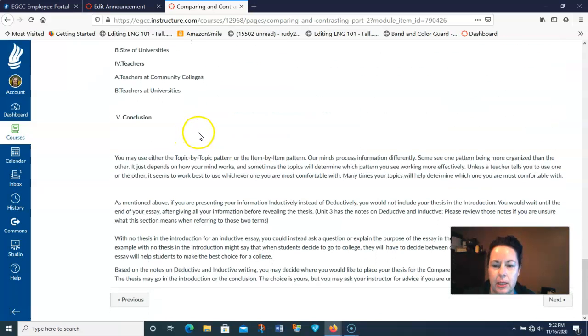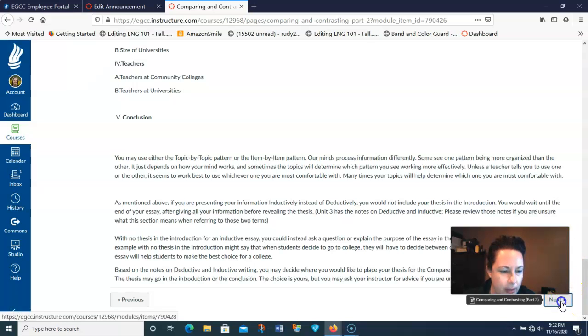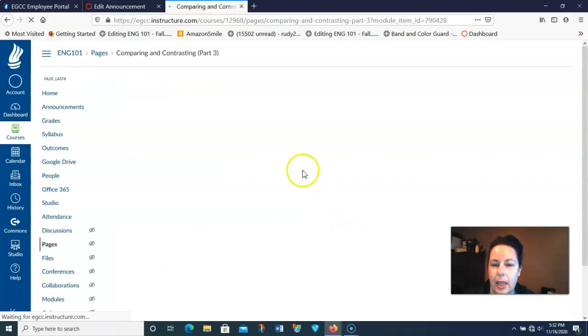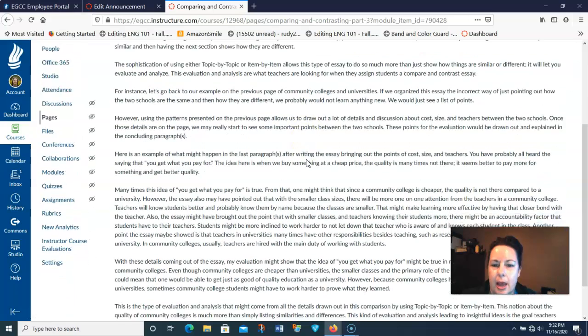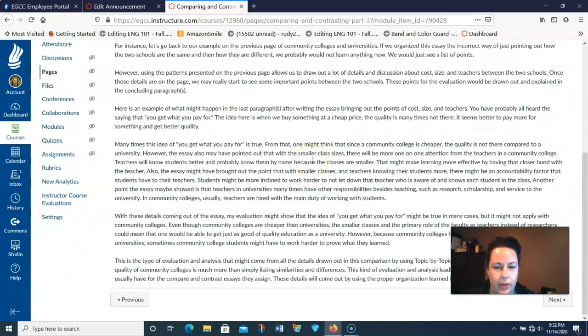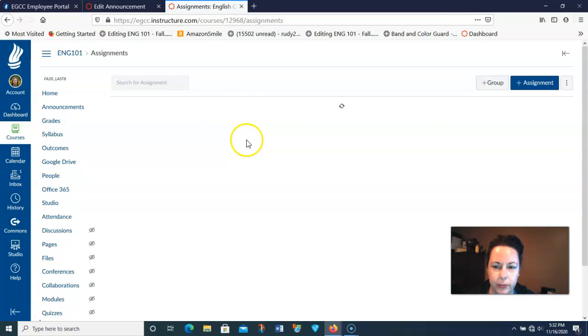There are different patterns as well, and this is one of the things I'm going to be looking at when I grade your essay, either topic by topic or item by item. You can do either way. So make sure that you understand that part. Let me look here, the next thing. This kind of wraps up what you want to be doing when you're writing your comparison and contrast essay. I want to make sure and look at the assignment real quick with you.